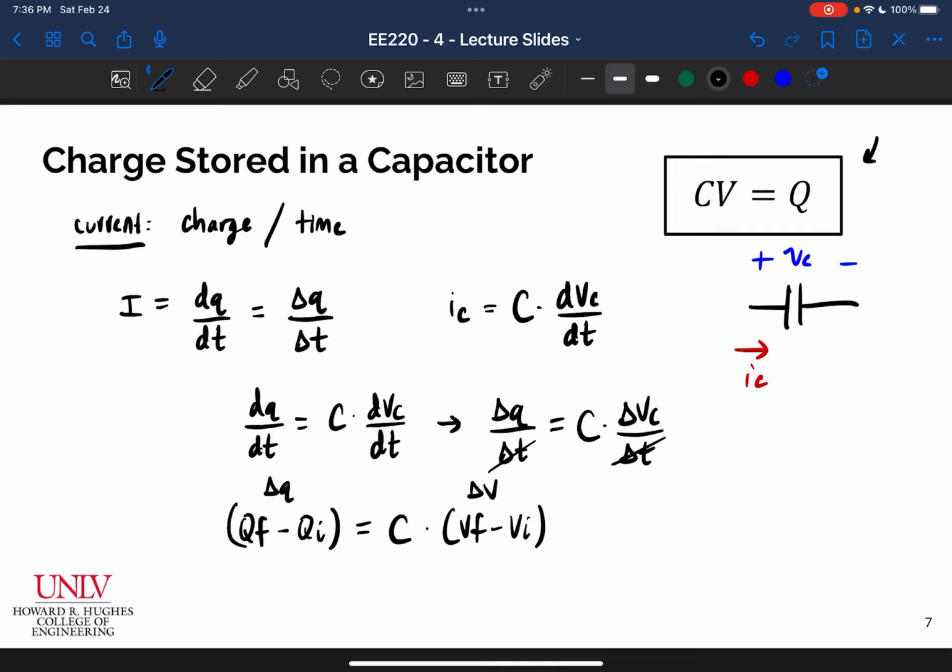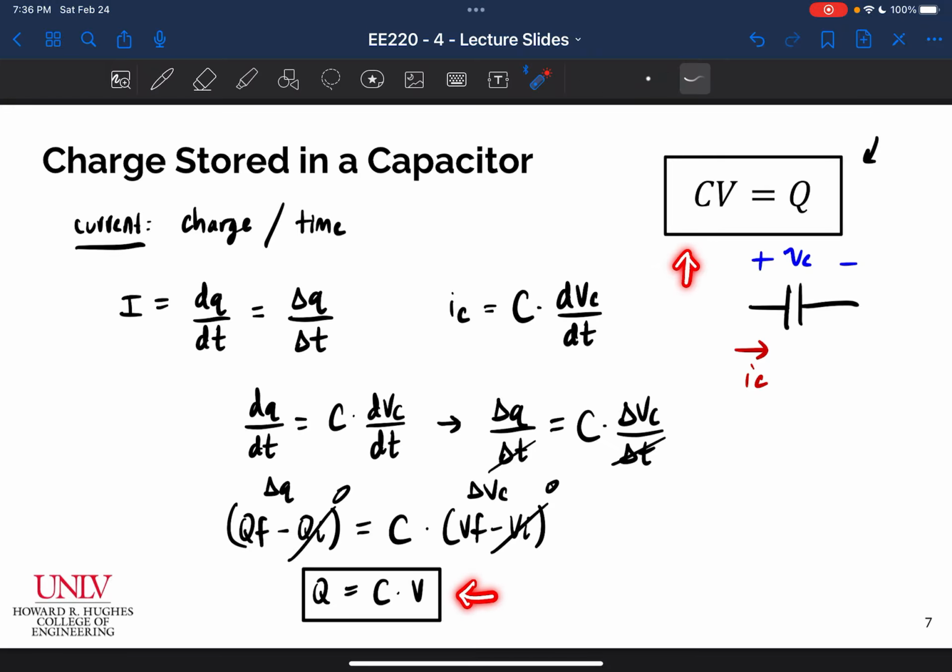Well, in most of the cases, we're going to be dealing with a capacitor that started with no charge and no voltage across it, and then sometime later it's charged. If that was the case, then my initial voltage would be 0, and my initial charge would also be 0. What I would be left with is Q final, or just Q, equal to the capacitance multiplied by the final voltage. And so that's basically the expression that I have here, right?